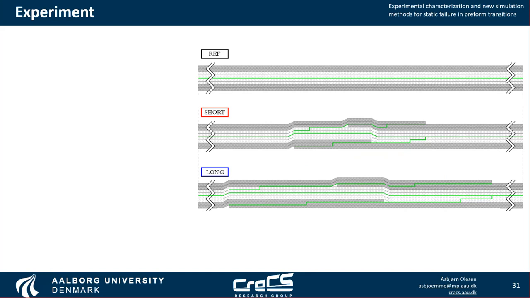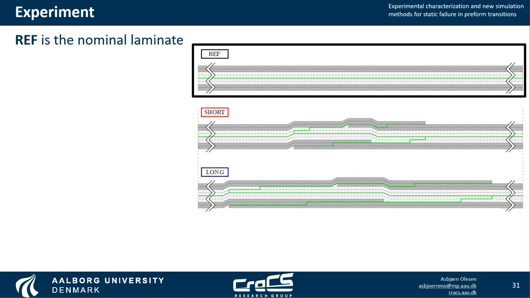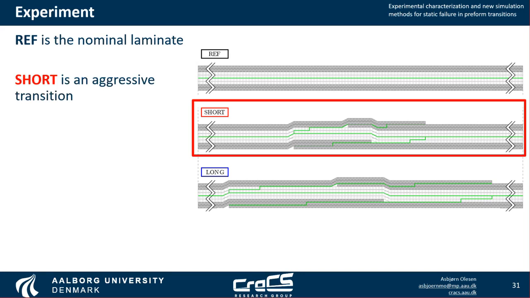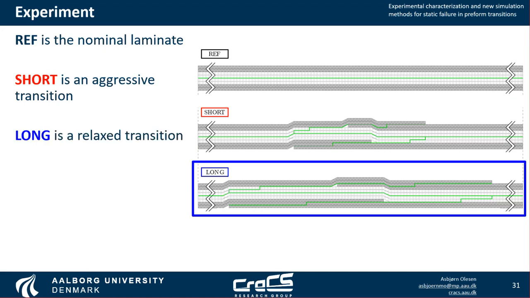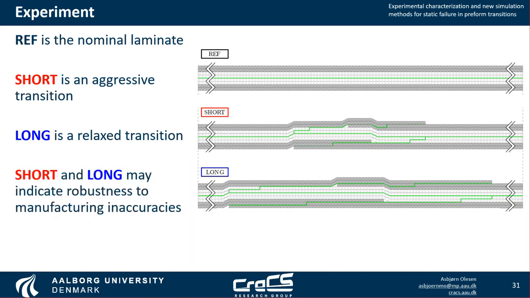Getting into the experiments, the specimens that we're working with are these three. So we have a reference specimen, which is our nominal continuous laminate. Then we have our short transition specimens, which is sort of an aggressive design of how they can look. Then we have the long, which is more relaxed. And the reason that we use these last two is that differences between them might indicate a weakness to manufacturing inaccuracies. Or if they're equal, then they seem to be robust.